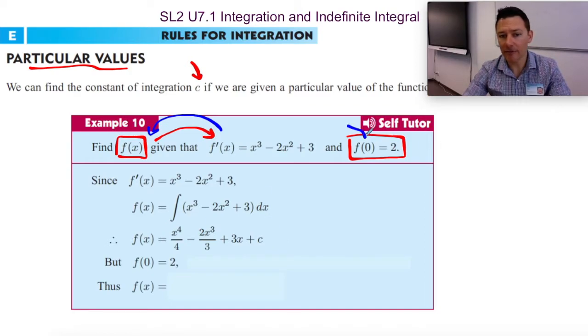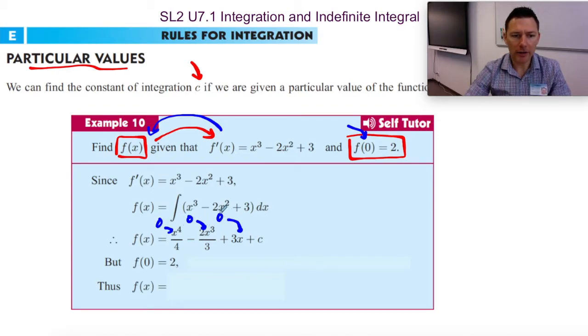They tell us f of 0 is 2. Well, great. So then if f of 0 is 2, we can plug in zeros to all the x's, right? Put in 0 and 0 and 0. And I know I should get 2 out, right? Plug in 2 for that. Oh, maybe they did that for me.